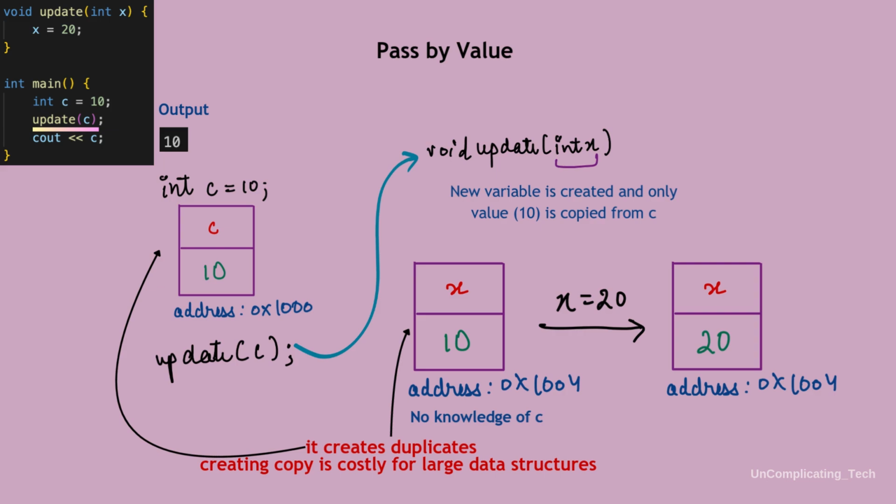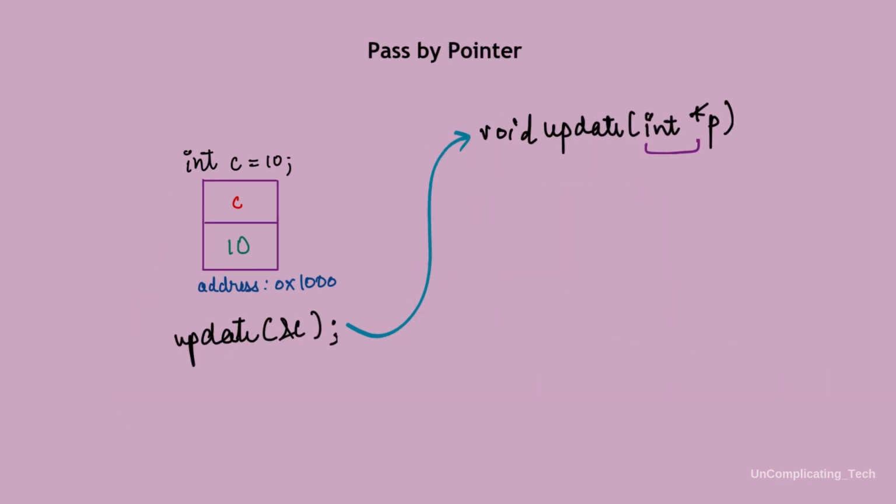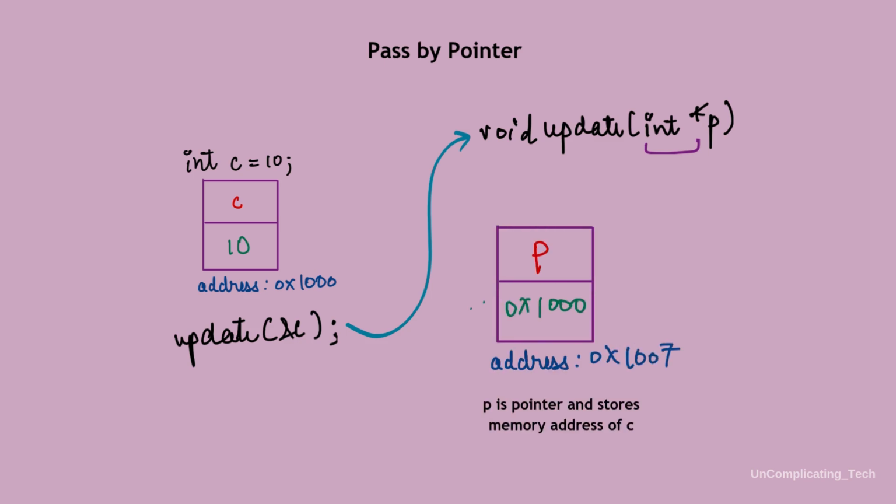Instead of creating a copy, we can pass the memory address of the variable. This allows the function to modify the original variable directly. A pointer is a special variable that holds the memory address of another variable. When we pass a pointer to a function, we give it direct access to the original variable, avoiding unnecessary duplication.